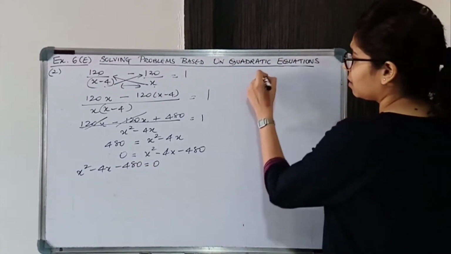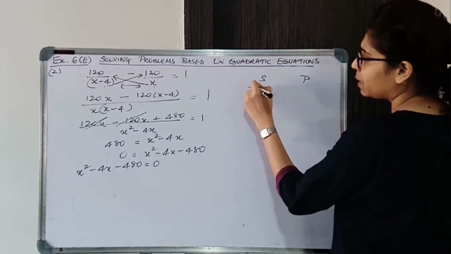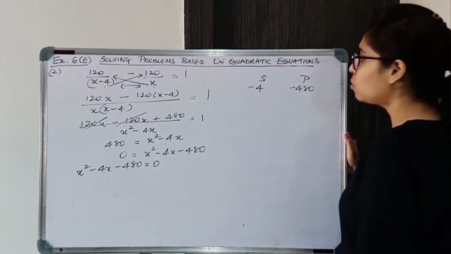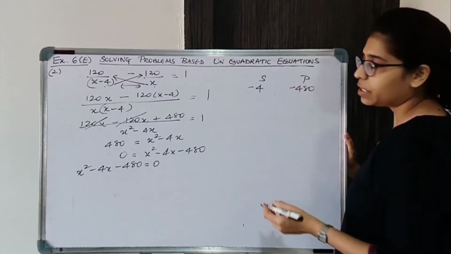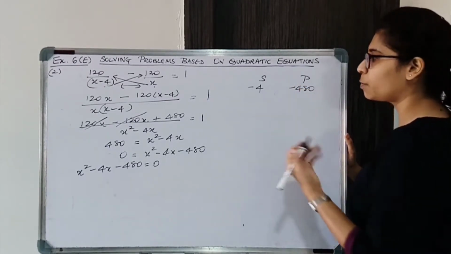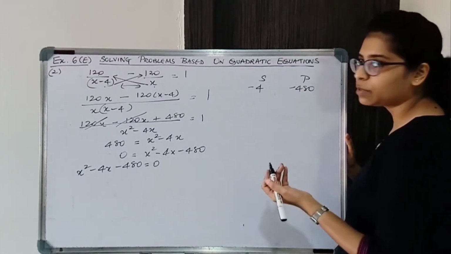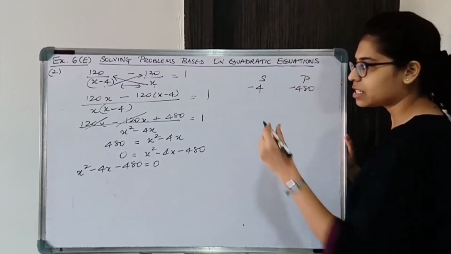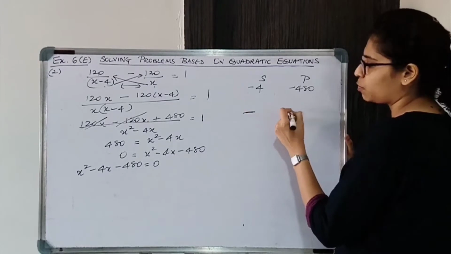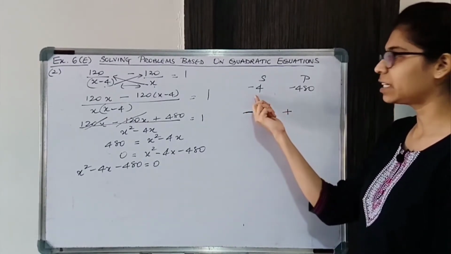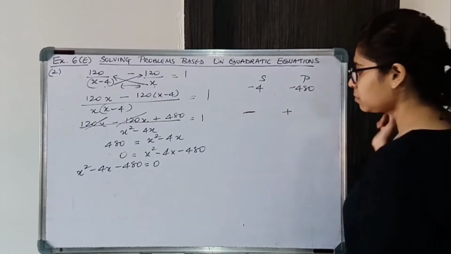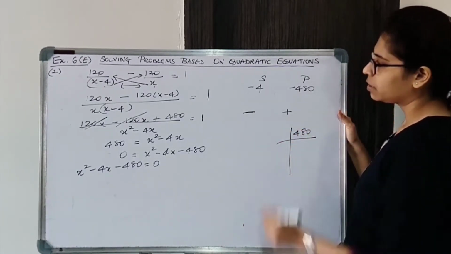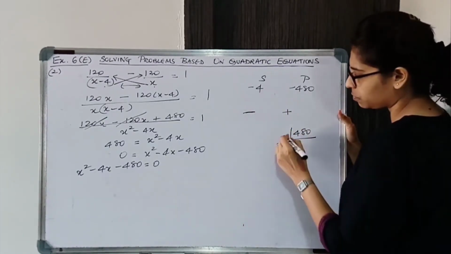Alright, sum and product: sum is minus 4, product is minus 480. The product is negative, which means the factors will have opposite signs. One factor will be positive, the other will be negative. The sum is negative, so the greater factor is negative and the smaller is positive. We'll subtract the factors and get this. Now let's factorize 480, the difference should give you 4.